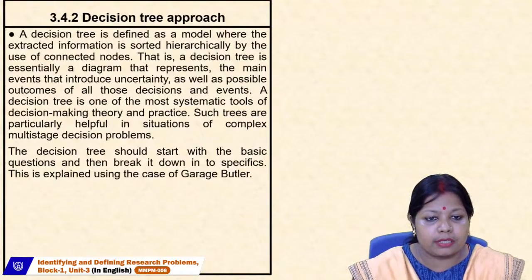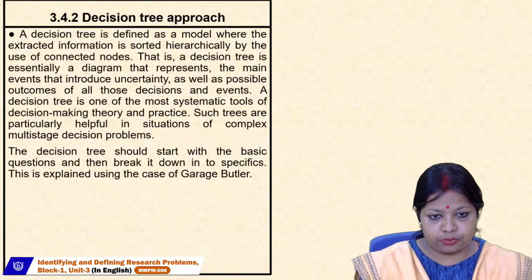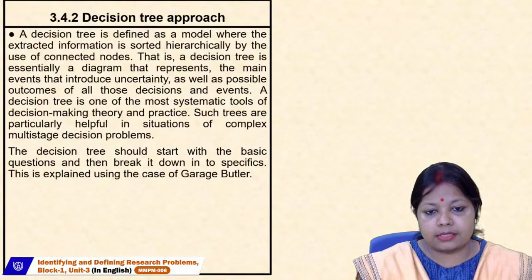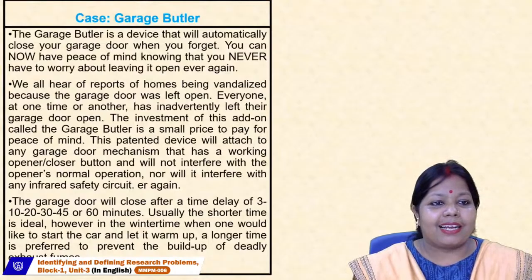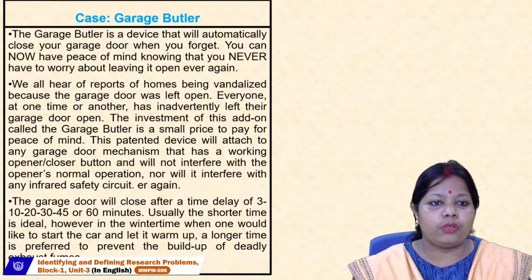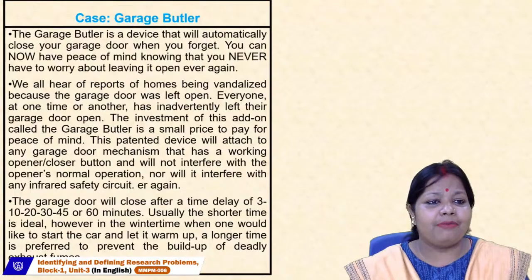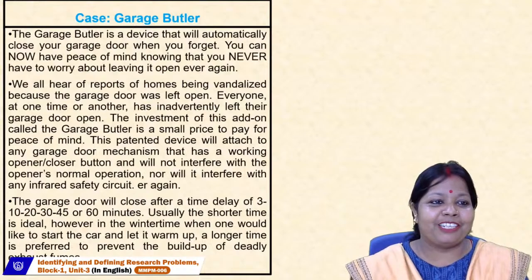So the decision tree should start with the basic questions and then break it down into specifics. This is explained using the case of Garage Butler. In this case, we can see that Garage Butler is a device that will automatically close your garage door when you forget. You can now have peace of mind knowing that you never have to worry about leaving it open ever again. So it is a very good case.